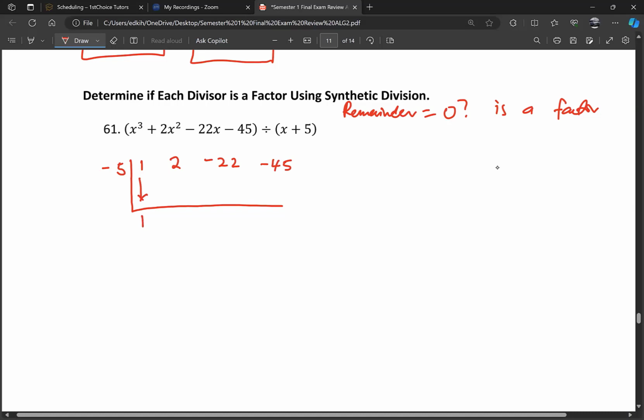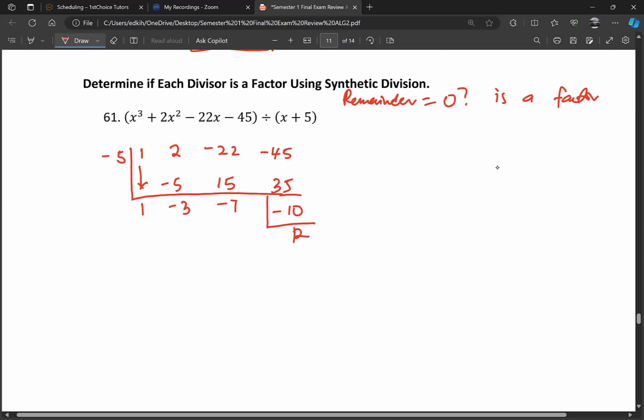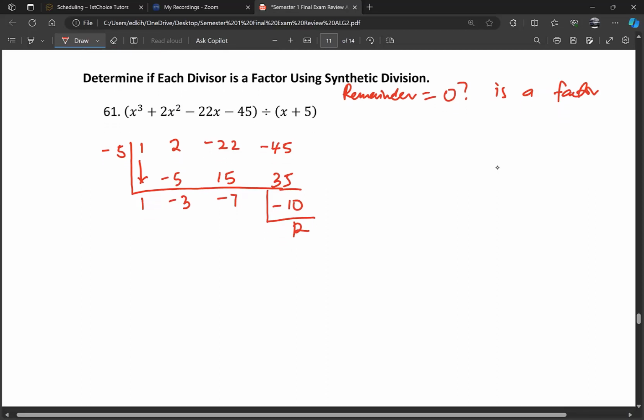Then you multiply -5 times 1, -5. Then you add 2 minus 5 is -3. -5 times -3 is 15. Then you add these. -22 plus 15, I believe that's -7. -5 times -7 is +35. When you add these, you get a -10. Oh, so sadly, you did not get a remainder of 0. That's neither good nor bad. It just means that x plus 5 is not a factor.